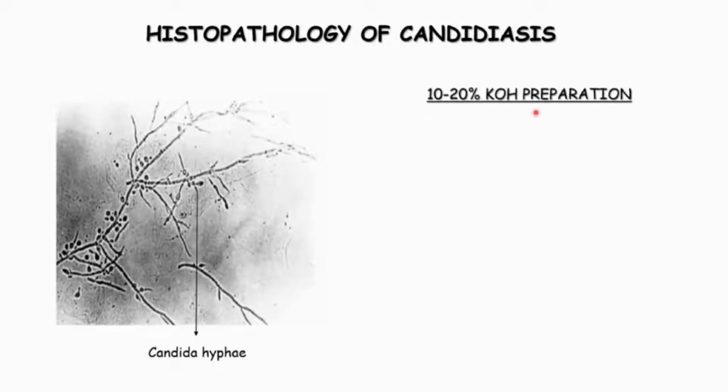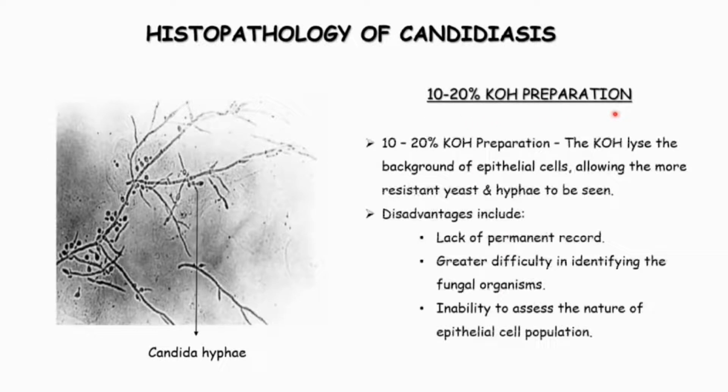Another method is 10 to 20% KOH preparation, which is used to rapidly evaluate specimens for fungal organisms. The KOH lyses the background epithelial cells, allowing the more resistant hyphae and yeast to be seen.